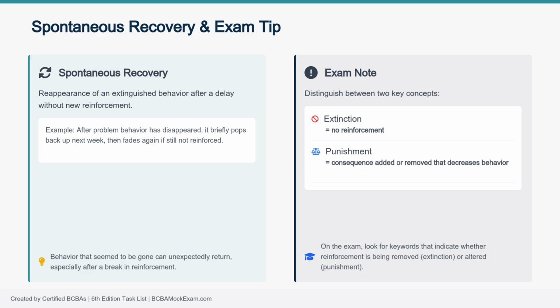Nothing about the consequence has changed. There has simply been a delay. On the exam, you're often asked to distinguish extinction from punishment and to recognize spontaneous recovery as a temporary resurgence without new reinforcement. When you see behavior that seemed gone come back after a pause, and the plan is still to withhold reinforcement, label it spontaneous recovery and continue the extinction procedure while supporting safety.